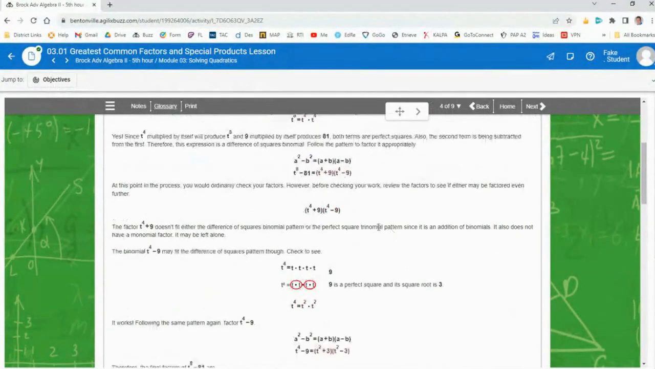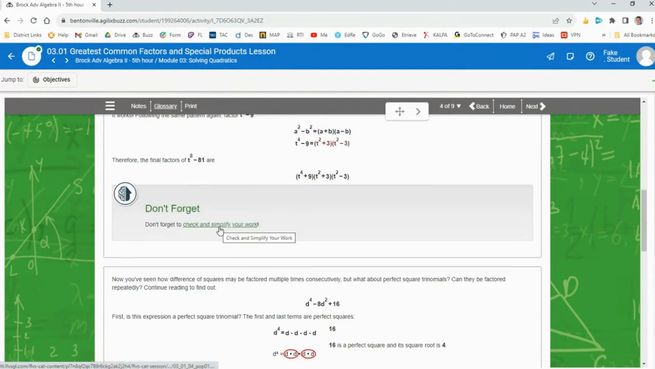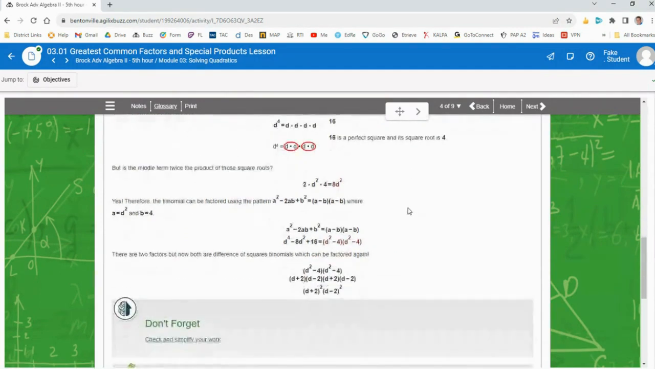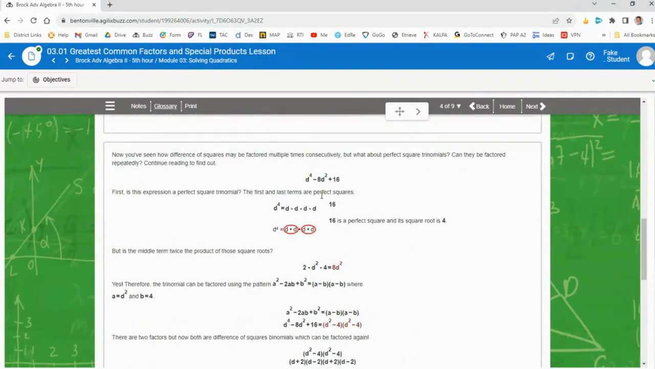And that's what they're doing with this one. They said, oh, wait a minute. We've got t to the 4th plus 9, and then t squared plus 3, t squared minus 3. So check and simplify. Check and simplify. All right, questions before I turn you guys loose. Okay, and so then we have another example here. This starts with a perfect square trinomial. So let's do that one together.